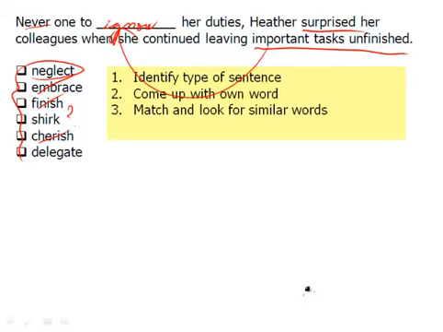But wait a second. We're dealing with sentence equivalence. Does neglect something, is that the same as to delegate it? So I have a friend, John, and he needs to do a task. And I can't do this task. So I'm going to say, hey, John, can you do that task for me? And he says, sure. John finishes the task. I delegated the task to him. Is that the same as neglecting a task? If I were to neglect it, I wouldn't even delegate it to John in the first place. These are very different words. So this can't be the answer.